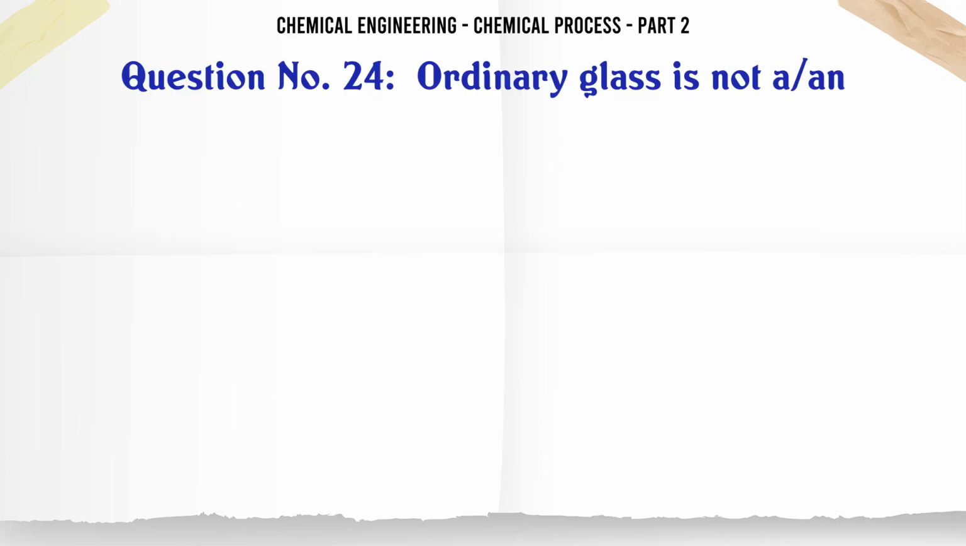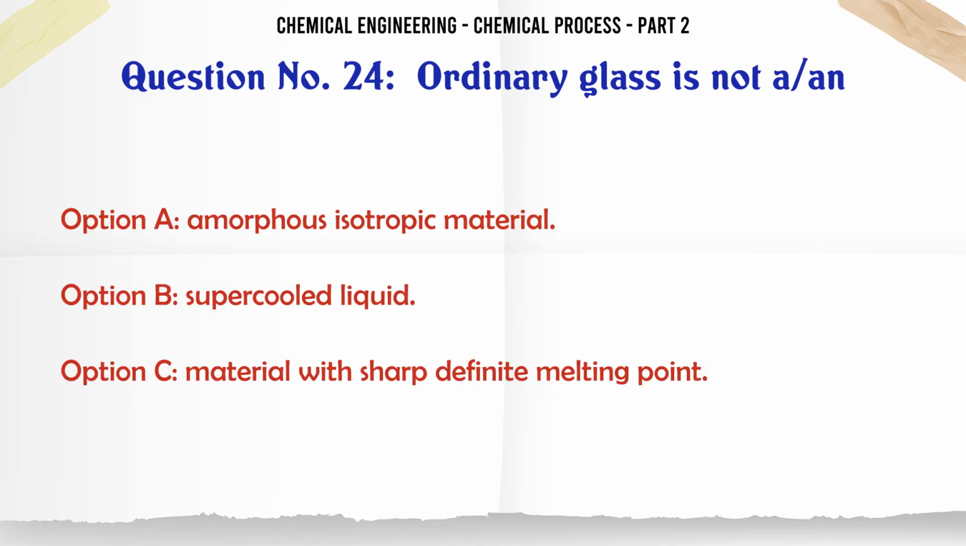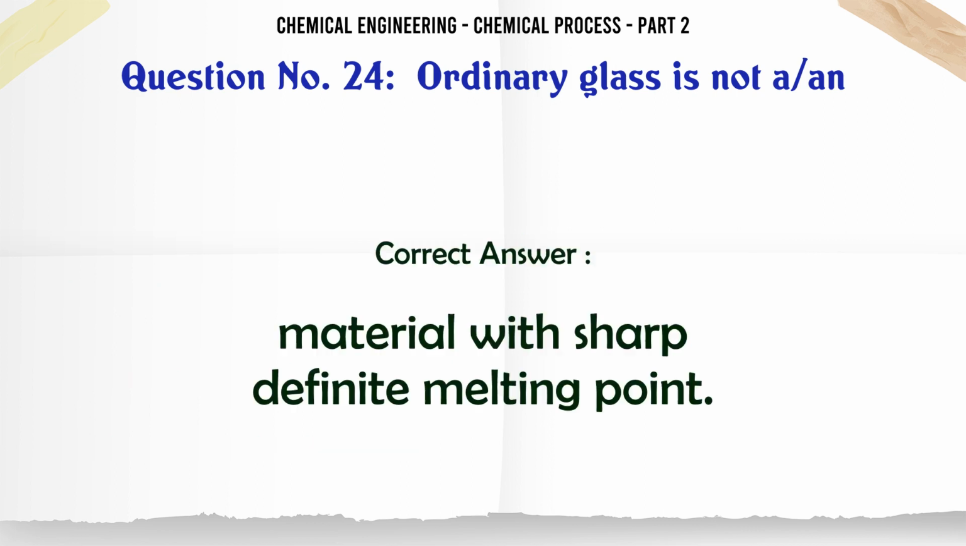Ordinary glass is not an A. Amorphous isotropic material, B. Supercooled liquid, C. Material with sharp definite melting point, D. Electrical insulator. The correct answer is material with sharp definite melting point.